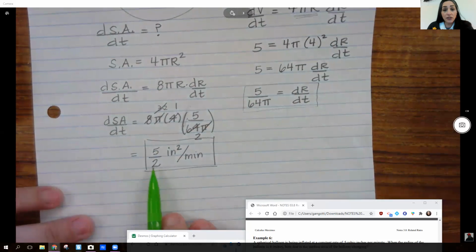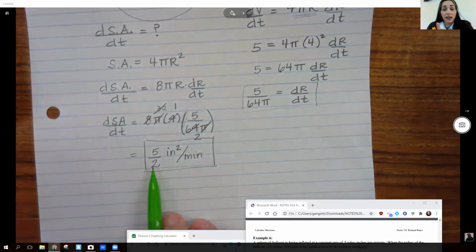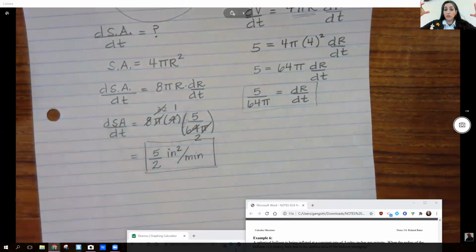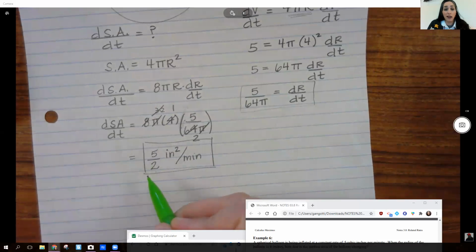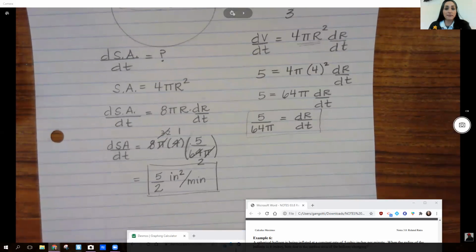Notice you get a positive answer, which should make sense, right? If you're blowing up a balloon, a spherical balloon, the volume's getting bigger and bigger and bigger. And what's that making the balloon do? It's making the balloon stretch, right? So therefore the surface area of the balloon should also be getting bigger. So that means that this should be positive. If you got a negative answer, then that means we got to go back and check something because it's not making sense. Okay, if you got a negative rate of change, that would mean that the surface area would be shrinking. Okay, any questions about that one?